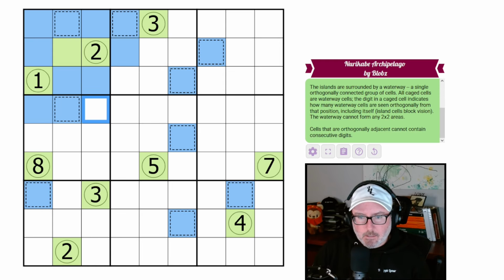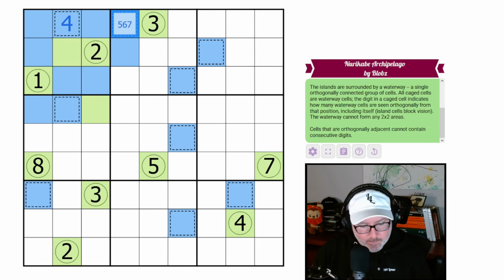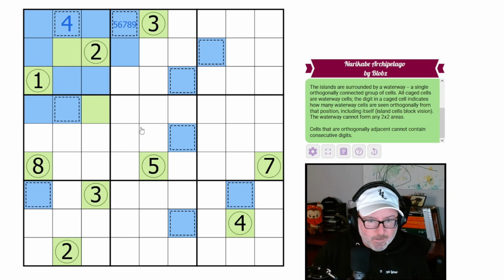We can also say this is land, by the way, because this is a 2x2. So this guy here sees 1, 2, 3, 4. It is a 4. We don't quite know yet because it sees 1, 2, 3, 4, 5 at the moment, but it could see more. So we could technically just put 5, 6, 7, 8, 9 here for giggles if we so desire.